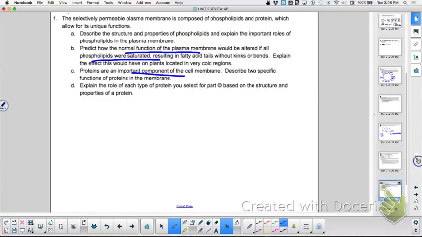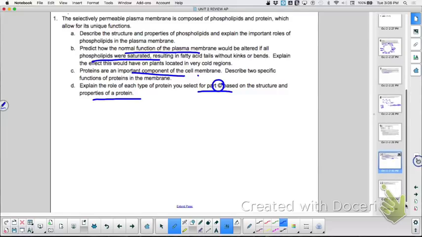Then it says describe the role of each protein you select for part C, based on the structure and properties of the protein. How can it do what it does based on the structure of the protein? See now how it's harkening back to that you need to understand the protein structure and how that can affect its function, right? If you're a receptor, you have a particular shape. That relates back to our preparation of our old school question and enzymatic function, yes? Okay, so you could talk about that. All right, so I'll let you work on that one.